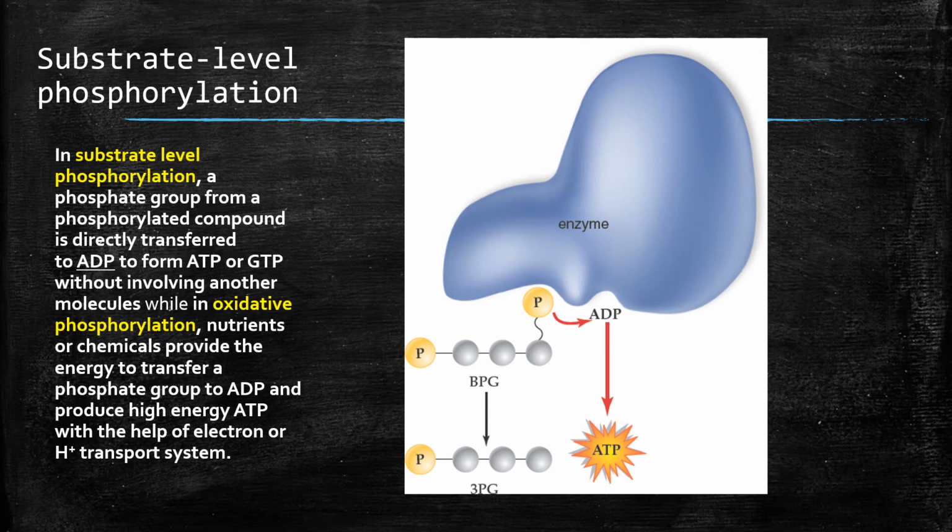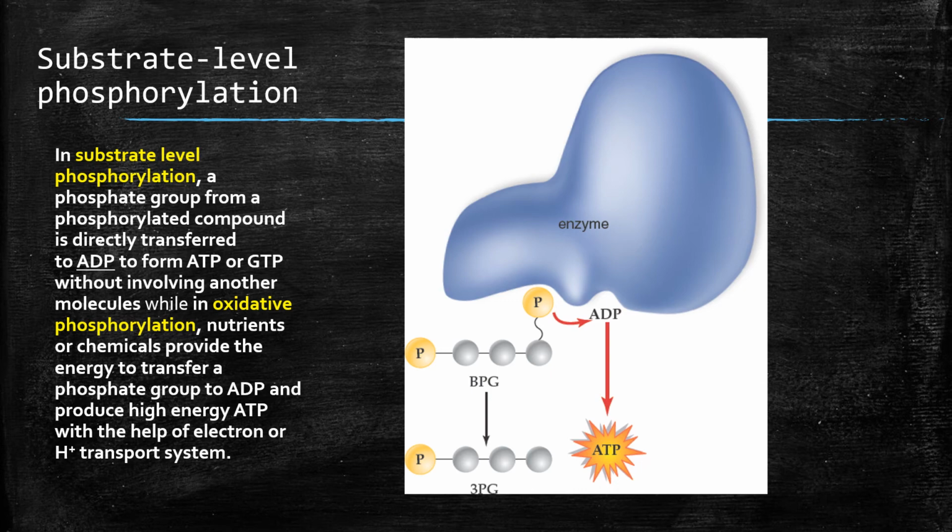During glycolysis, outside of the mitochondria, in the cytoplasm, we can accomplish substrate level phosphorylation. And all that means is that there is a physical transfer directly from a phosphorylated molecule to ADP in order to produce ATP. And it does involve an enzyme, just like you see in this image here.